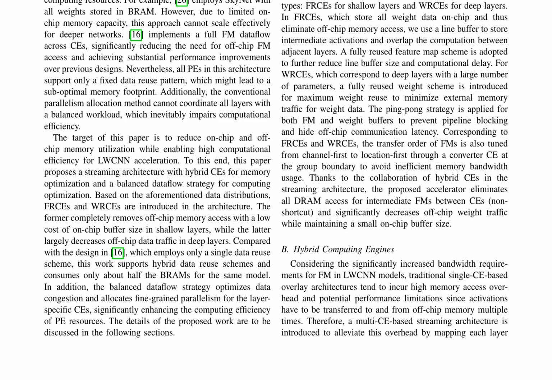The proposed streaming architecture with hybrid CEs comprises 2 types of CEs: feature reuse computing engines, FRCEs, for shallow layers, and weight reuse computing engines, WRCEs, for deep layers. FRCEs eliminate off-chip memory access by storing all weight data on chip, while WRCEs minimize external memory traffic for weight data through a fully reused weight scheme. The proposed accelerator reduces on-chip and off-chip memory utilization while enabling high computational efficiency for LWCNN acceleration.